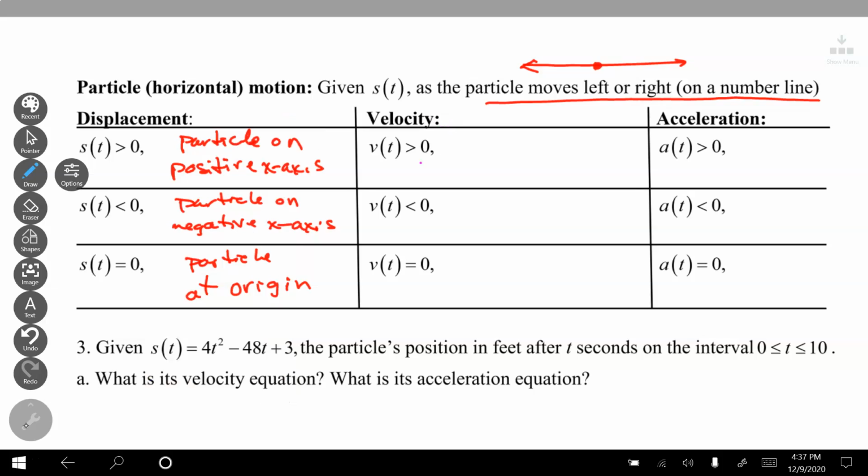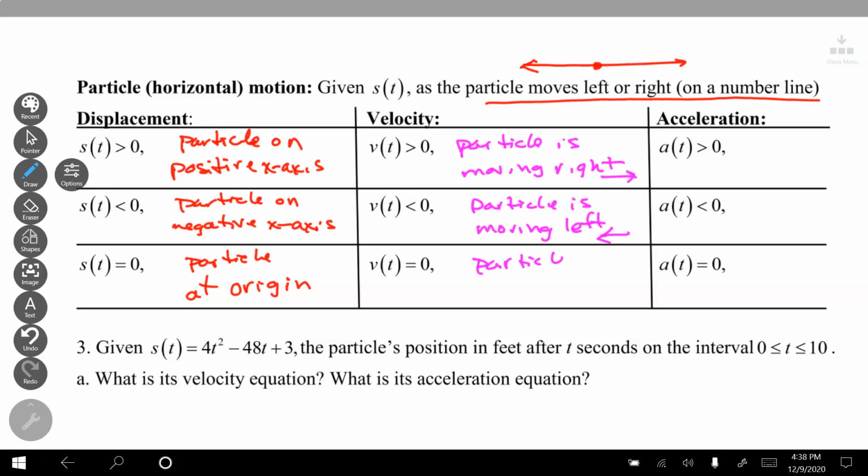Let's talk about velocity. Well, when my velocity is positive, my particle is moving to the right. When it's negative, the particle is moving left, and when it's equal to 0, the particle is stopped. It's not moving.